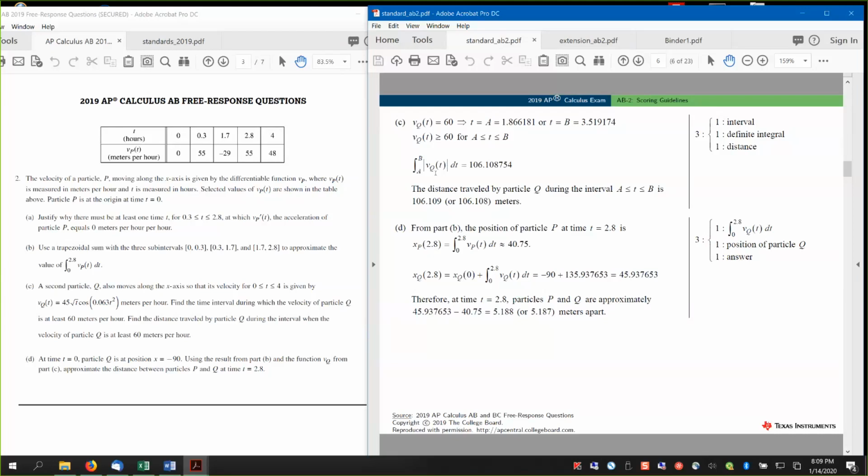And 1 point for the distance traveled by the particle q. So here it is, 106.109, rounded or truncated, 106.108. And finally, part D was worth 3 points.